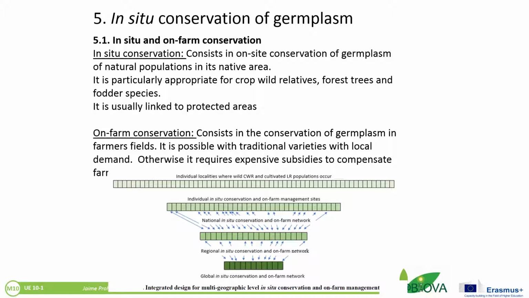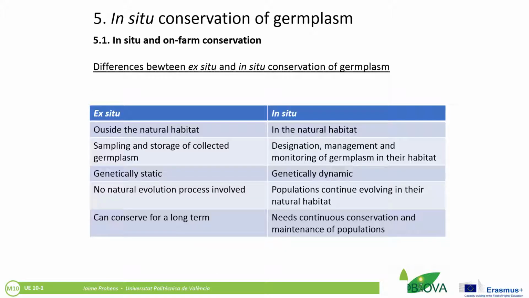In the figure, we can see an integrated design for multi-geographical level for in situ conservation and on-farm management, in which from individual localities where wild relatives and land races occur, several individual sites for protection are designed, which are then integrated in a national network, which is also integrated in a regional network, and finally in a global network of in situ and on-farm conservation sites.